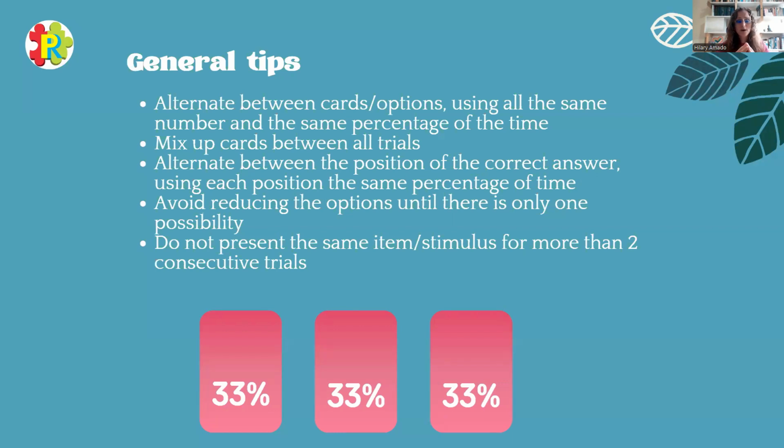Some general tips here. You want to make sure that you are alternating between cards or options and using all the same number, the same percentage of the time. You want to mix up cards, randomize those cards between every trial. You want to make sure that you are alternating between positions of the correct answer here, using each position the same percentage of the time. And you also want to avoid reducing the options until there is only one possibility. So we're not going to be teaching by way of the process of elimination, basically. And you should not present the same item or stimulus for more than 2 consecutive trials. Randomization is the key here.